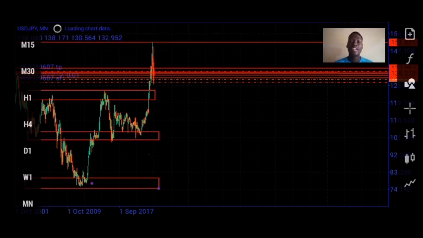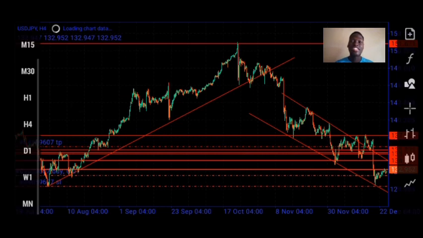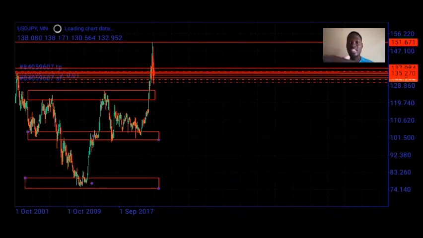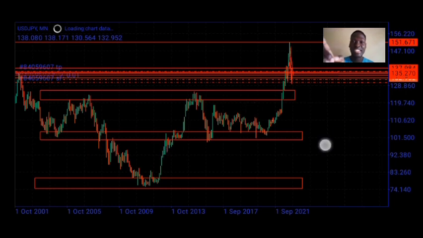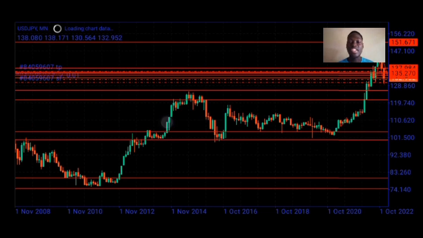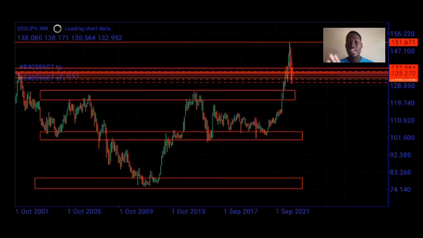So in terms of A, B, C, let me go back. As you are seeing clearly, it came back for a retest. This is a retest. Something I want to show you here: you can see these candles properly. It has retested, it's coming back to retest.